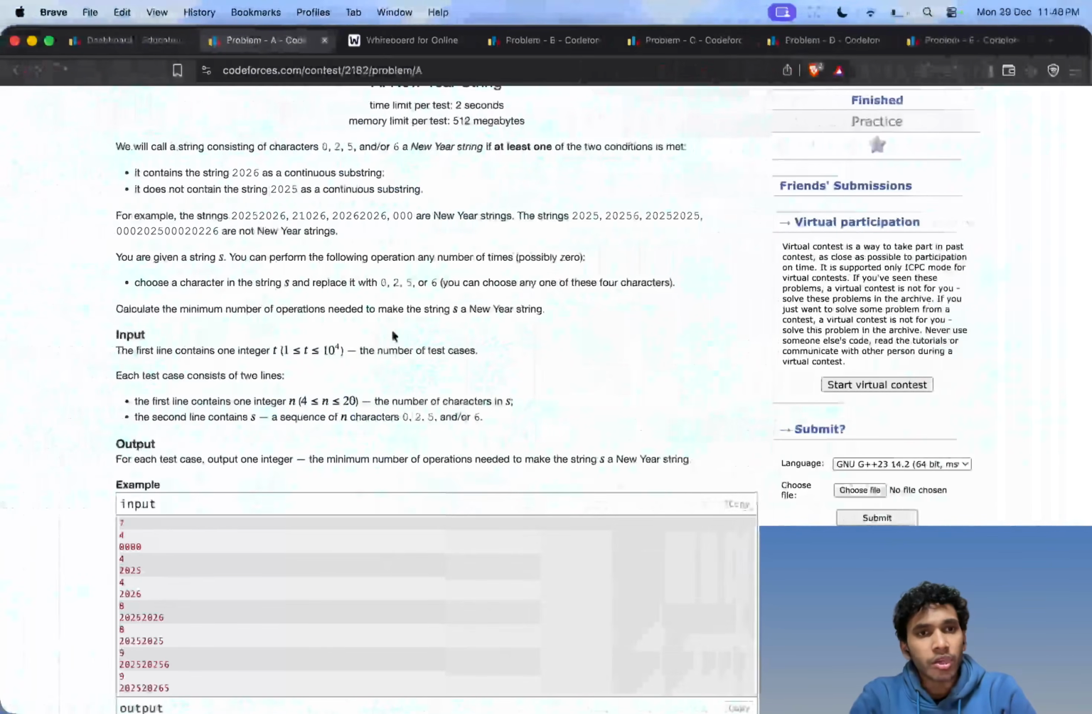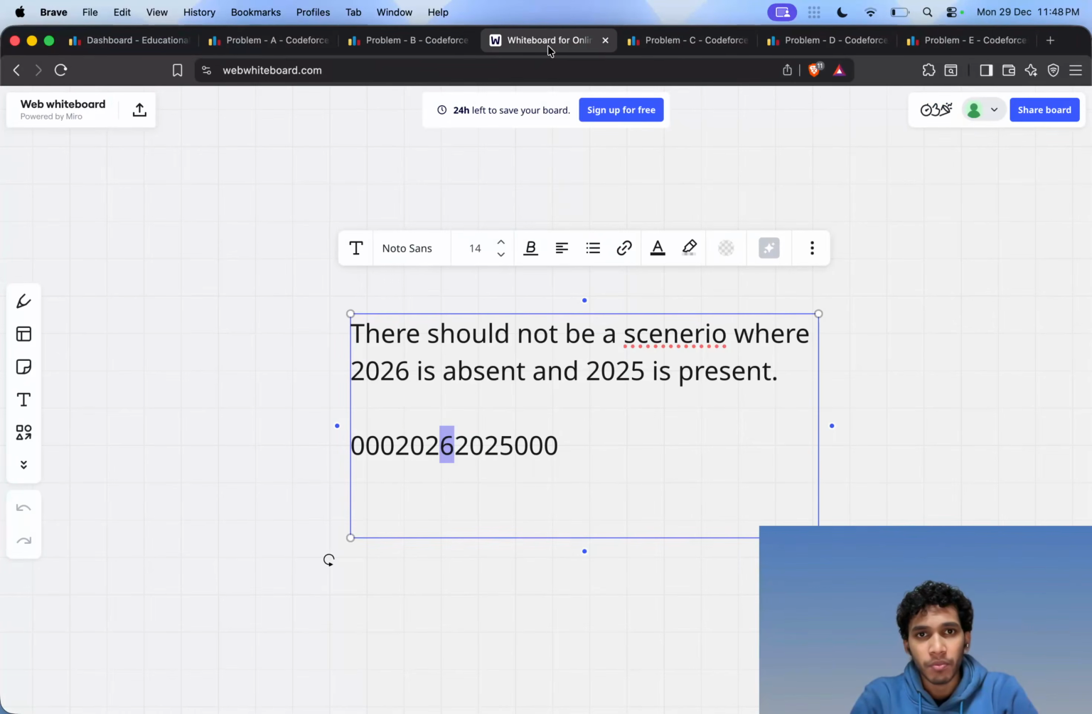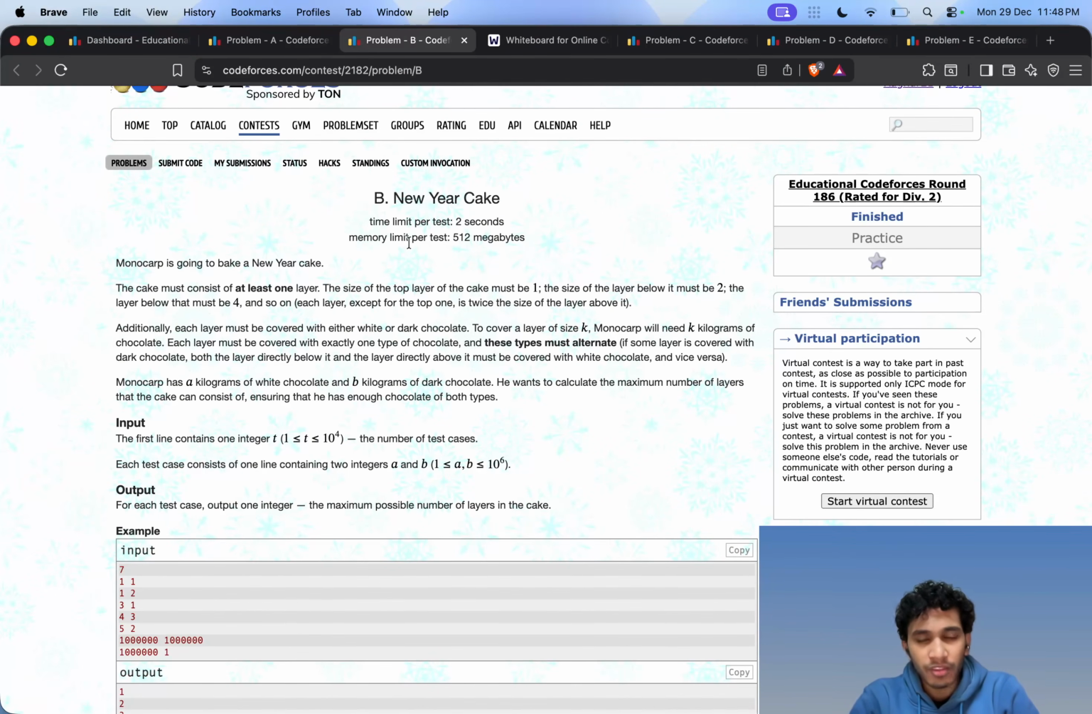All right, let's move to the second problem now. The second problem reads as New Year cake. In this problem, Monocrab is going to buy a New Year cake. The cake must consist of at least one layer. The size of the top layer of cake must be 1. The size of the layer below it must be 2. And the layer below it must be 4, and so on.